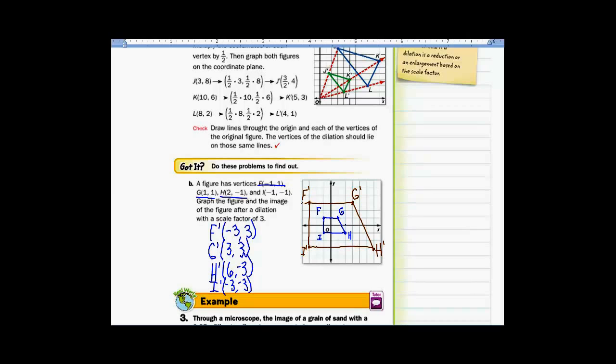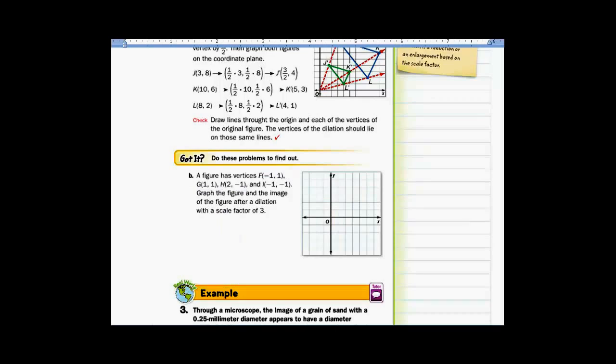Okay, so again, if I check this, I should be able to draw a line from the origin and go straight through each of those points. It's kind of squeaky. If I can do that, then that means I did dilate it correctly, more than likely. All right, so that looks good. Let's go ahead and look through example 3 that's coming up next.